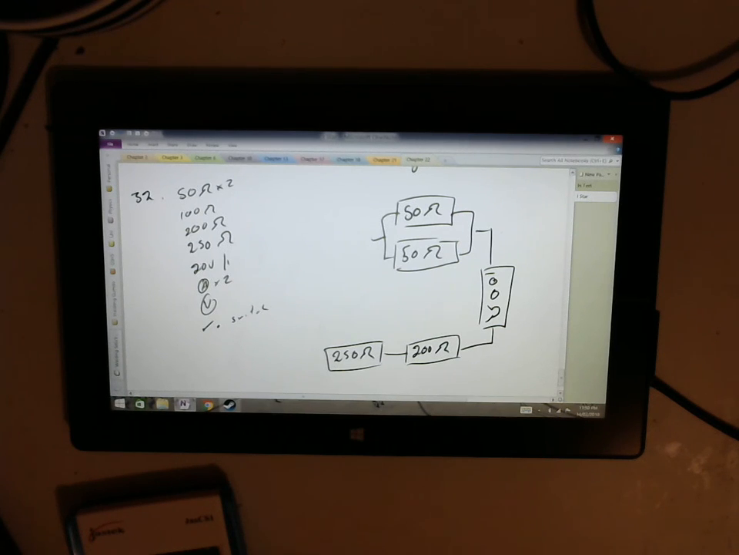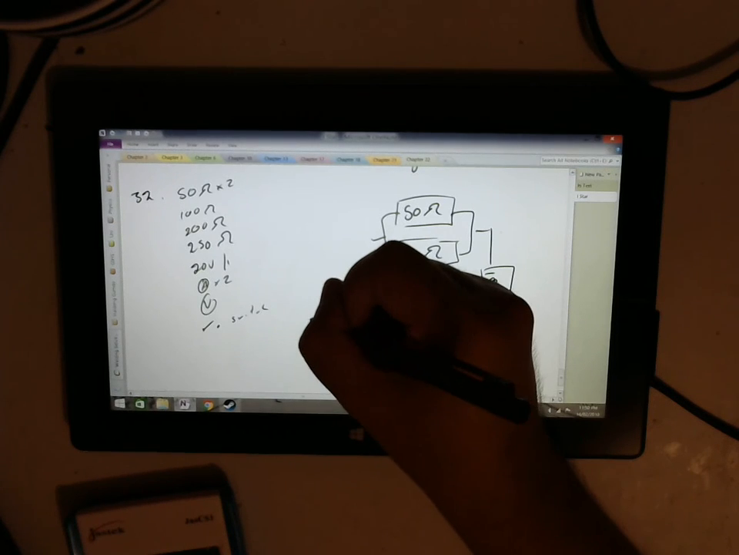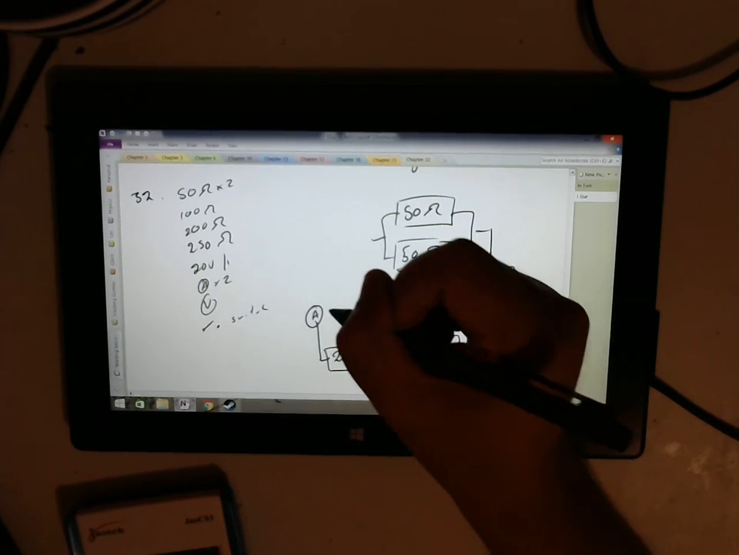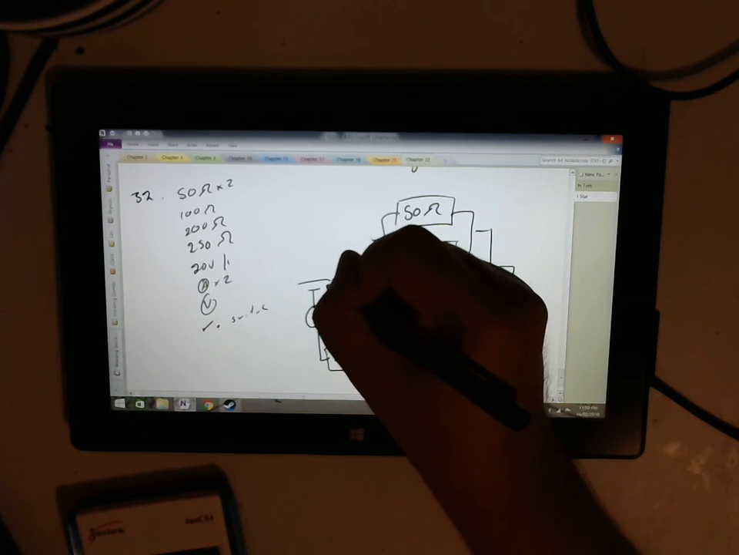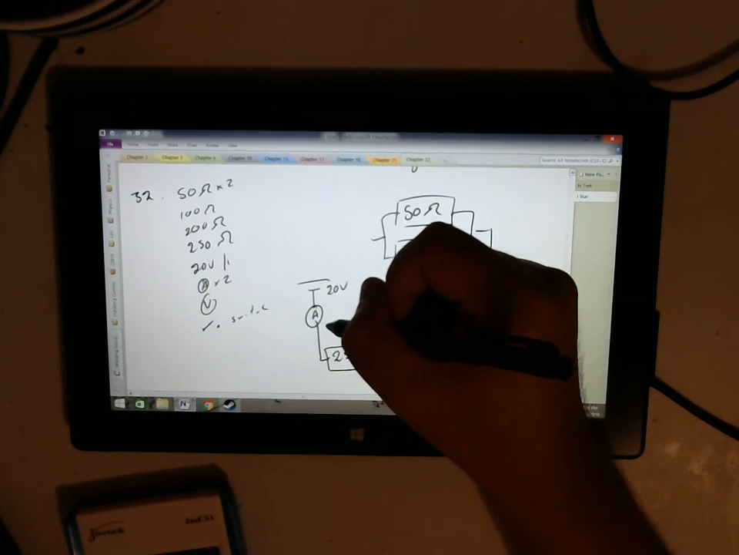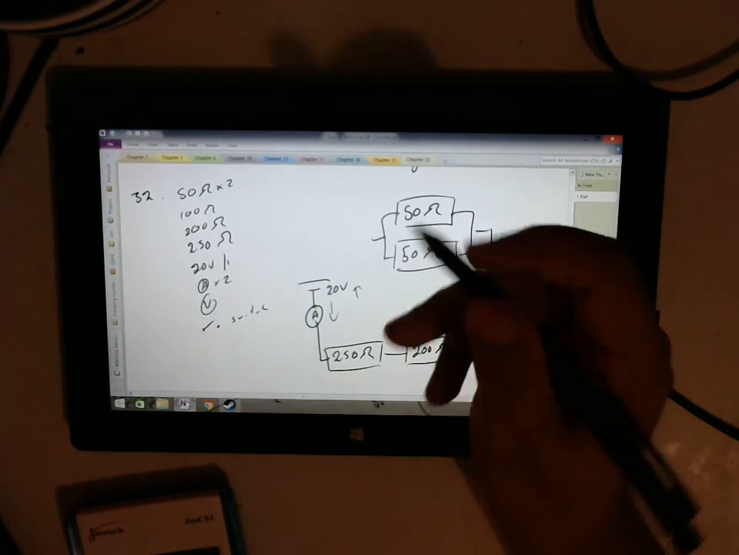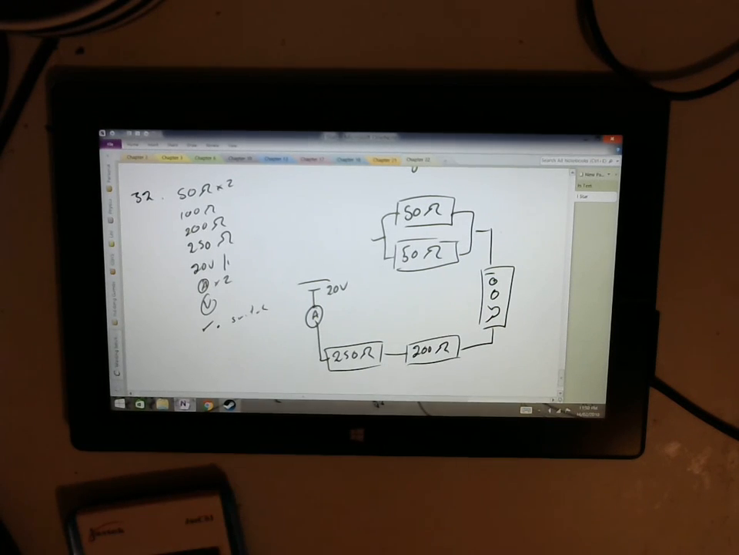The assembly is connected to a 20 volt battery and an ammeter to measure the entire current. So let's do that. We have an ammeter to measure the entire current, and it connects to a 20 volt battery. Doesn't matter whether we orientate the battery this way or this way. It's much of a muchness. The question doesn't specify which way the current has to flow.